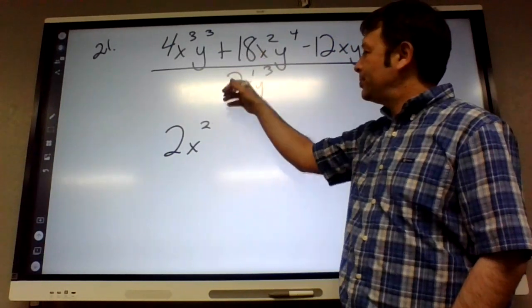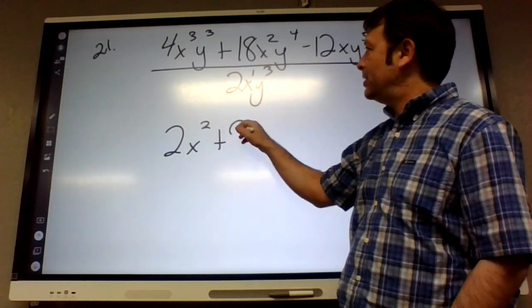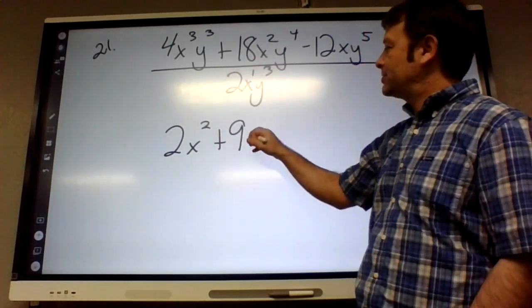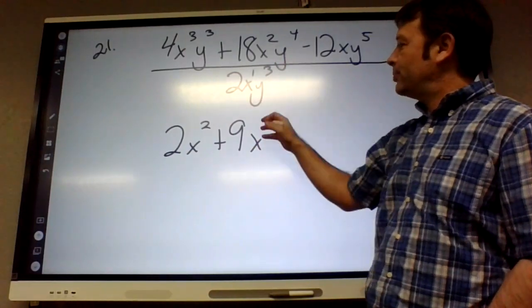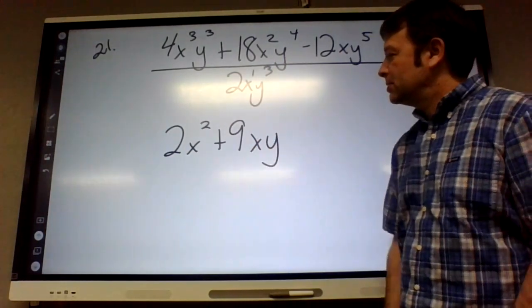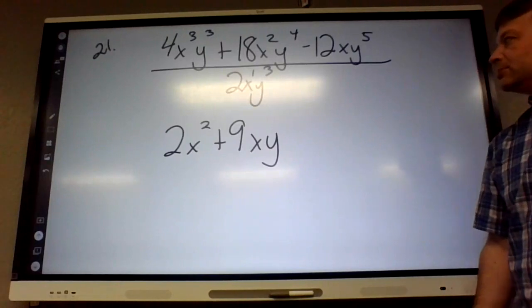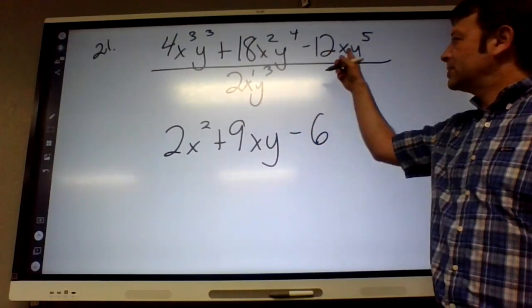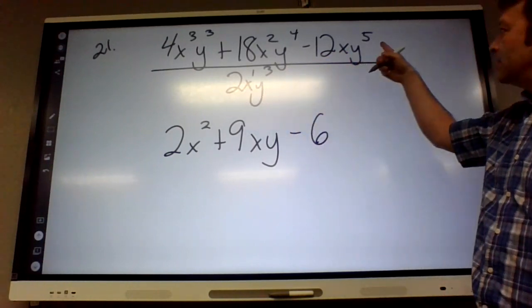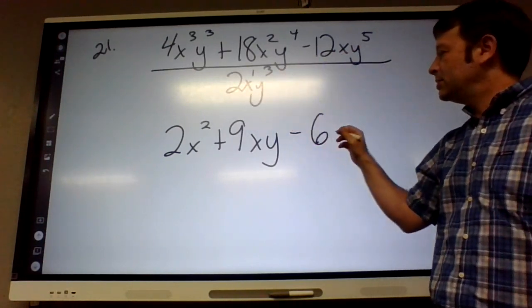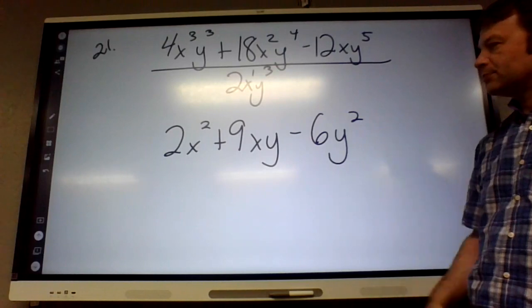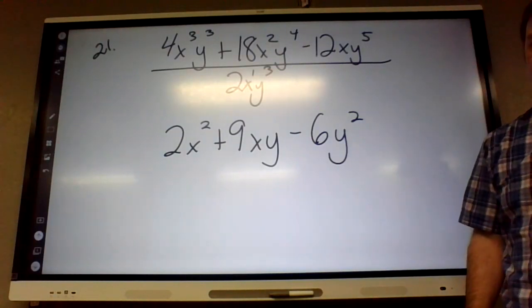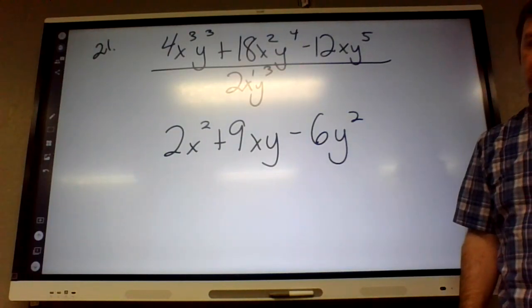So then the next term, plus 18 divided by 2 is 9. x squared divided by x is x. y to the 4th divided by y cubed is y to the 1, which is y. Minus 12 divided by 2, 6. x divided by x, done. y to the 5th divided by y cubed. That actually worked out nice.